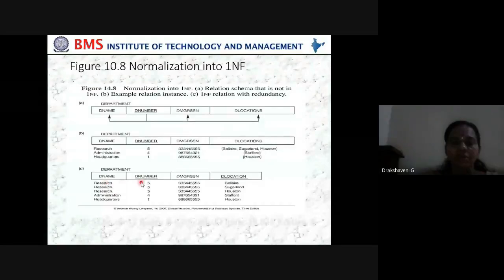But here, what is the problem? Just three times it is repeated. Even D number is repeated three times, and manager SSN is also repeated three times. So what is the problem here? This problem is redundancy.